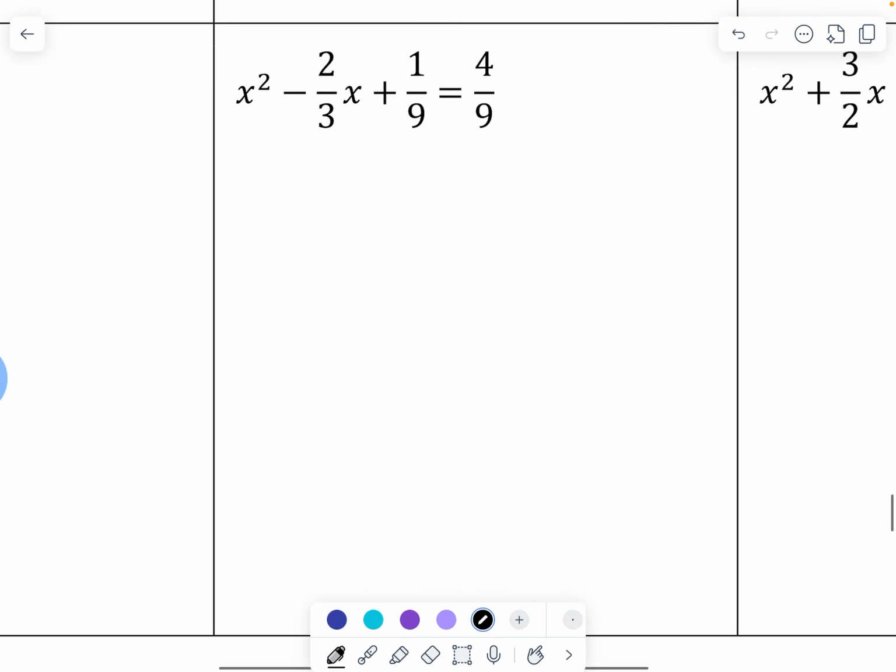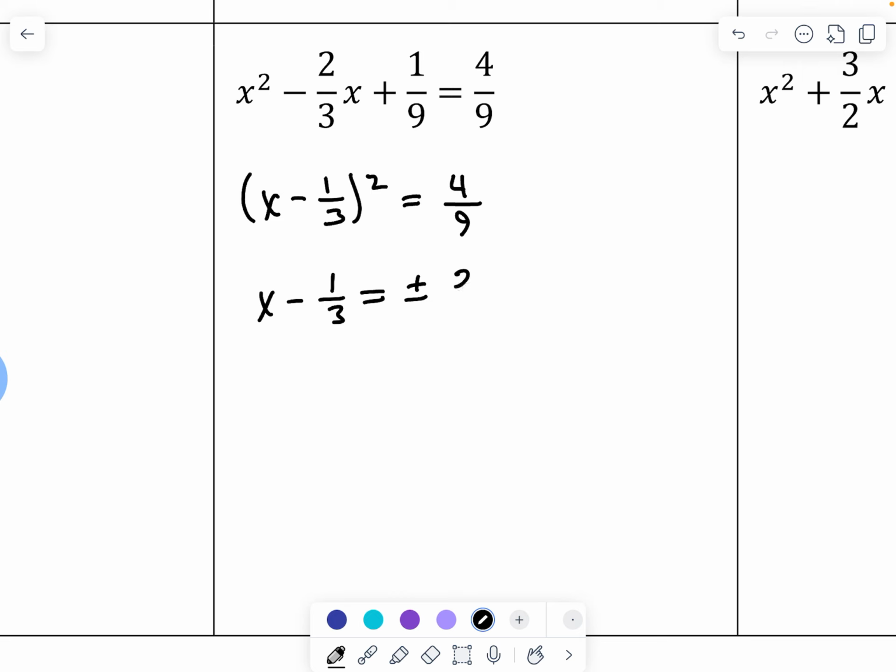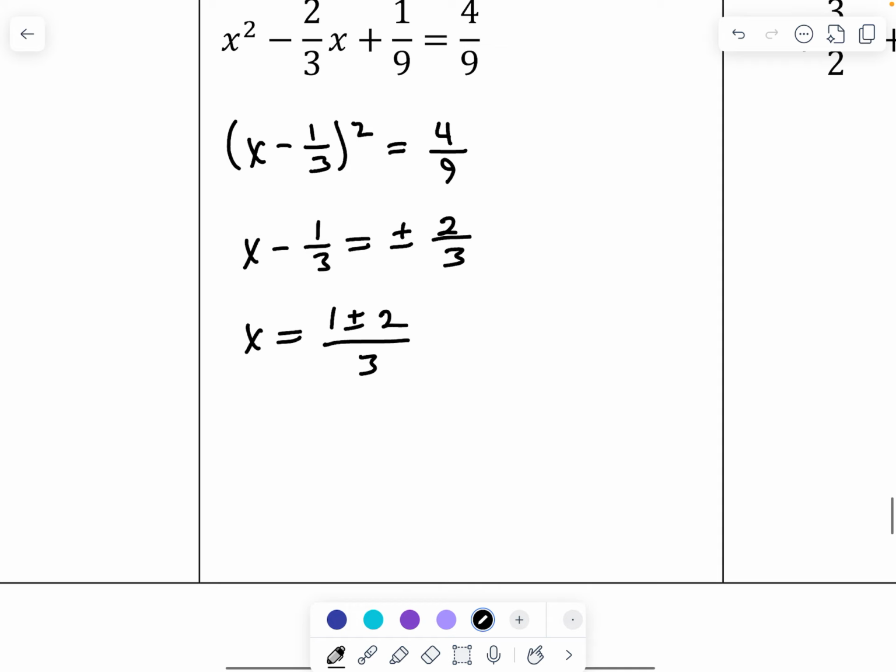Second one, this is a perfect square trinomial that'll factor to x minus 1/3 squared equals 4/9. I square root both sides, which gives me x minus 1/3 equals plus or minus 2/3, right? Root 4 is 2, root 9 is 3. That's nice. And then I'm going to add 1/3 to both sides, which is 1 plus or minus 2 over 3. Now, we don't have any roots here. We can work this out.